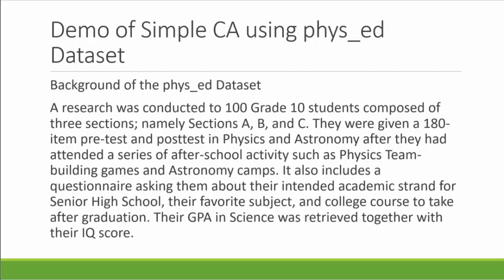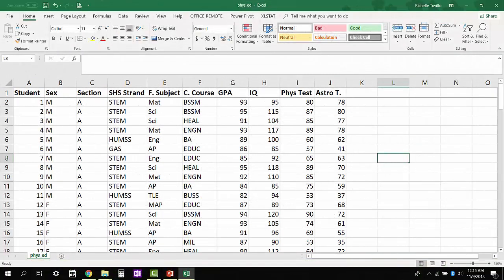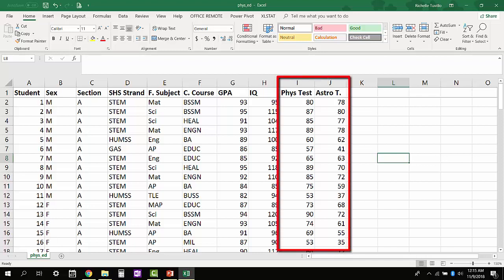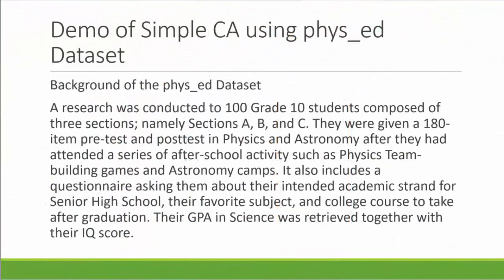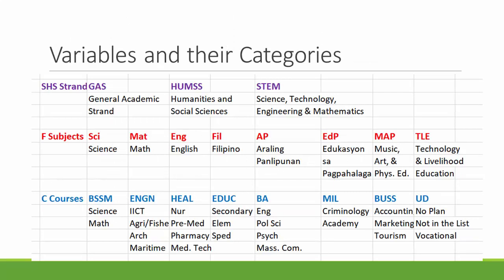Now, to give you a background of the dataset Physics Ed, let's start with the following. We have here a research conducted on 100 grade 10 students composed of 3 sections, namely section A, B, and C. They were given a 180-item pre-test and post-test in physics and astronomy after they had attended a series of after-school activities such as physics team building games and astronomy camps. It also includes a questionnaire asking them about their intended academic strand for their senior high school, their favorite subject.